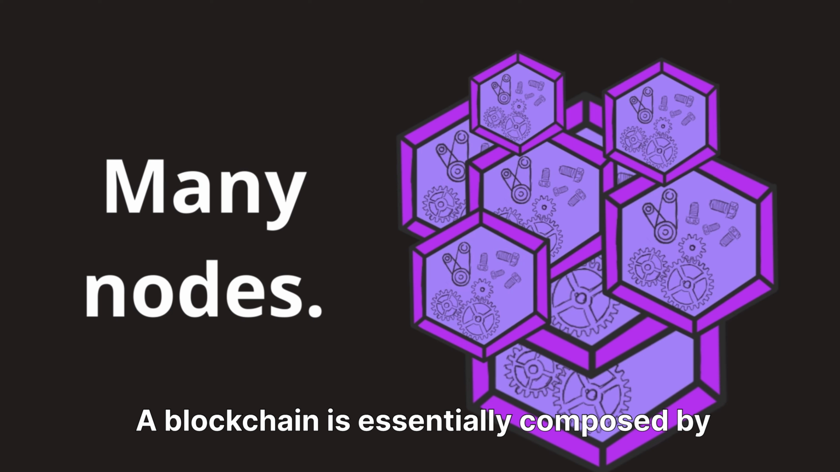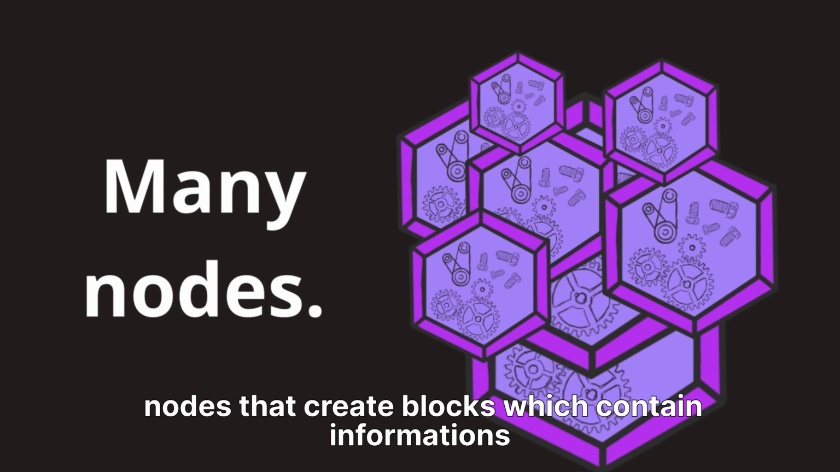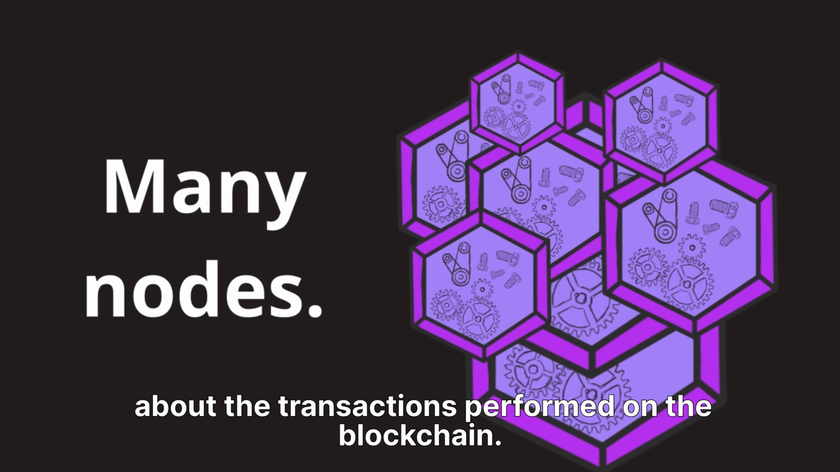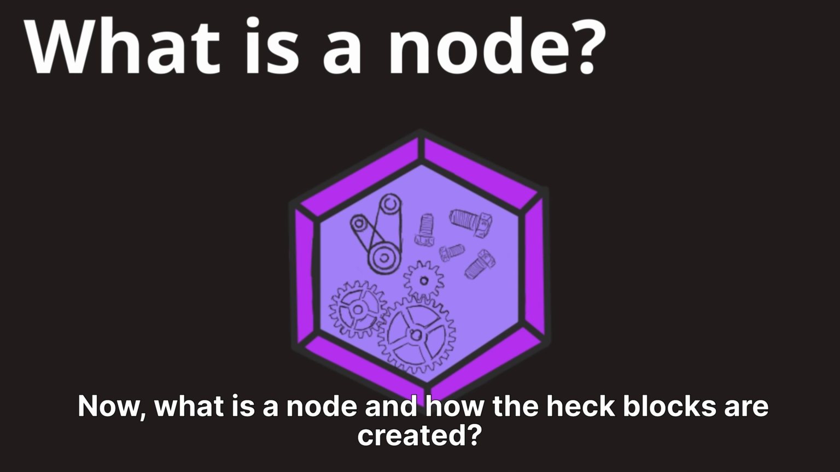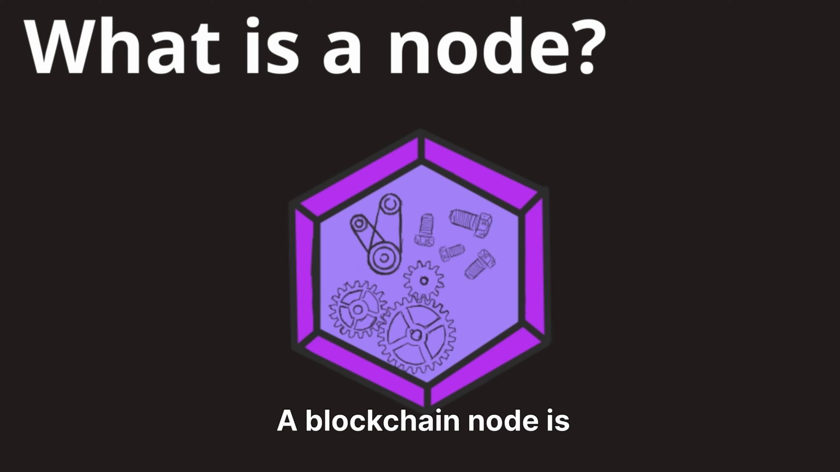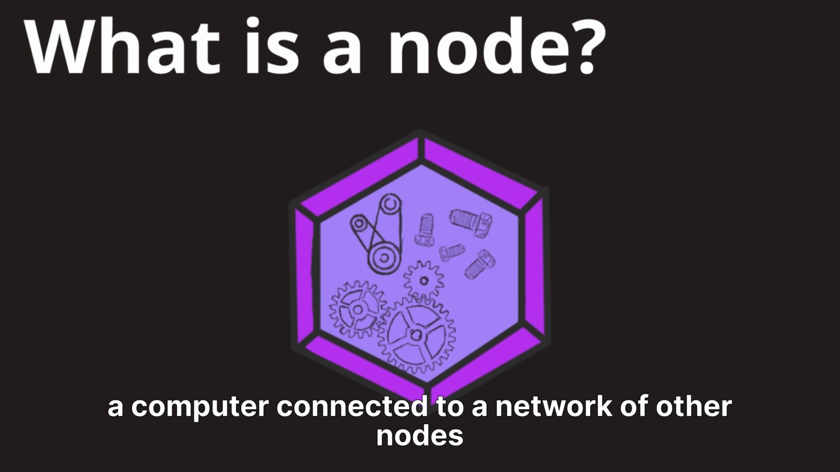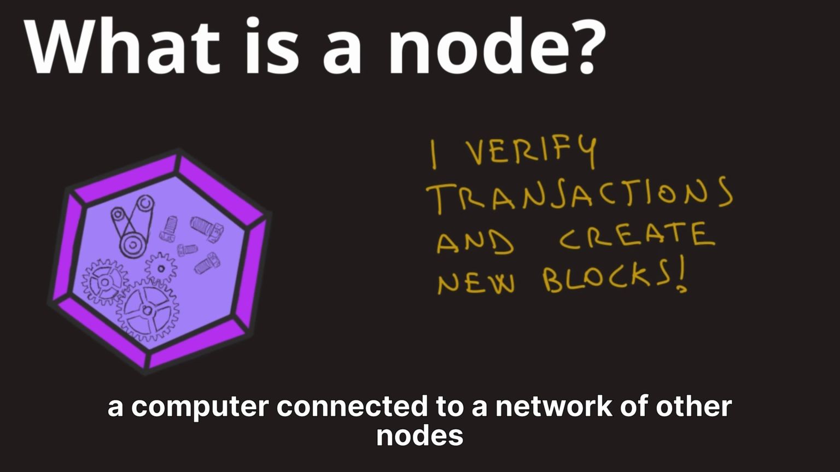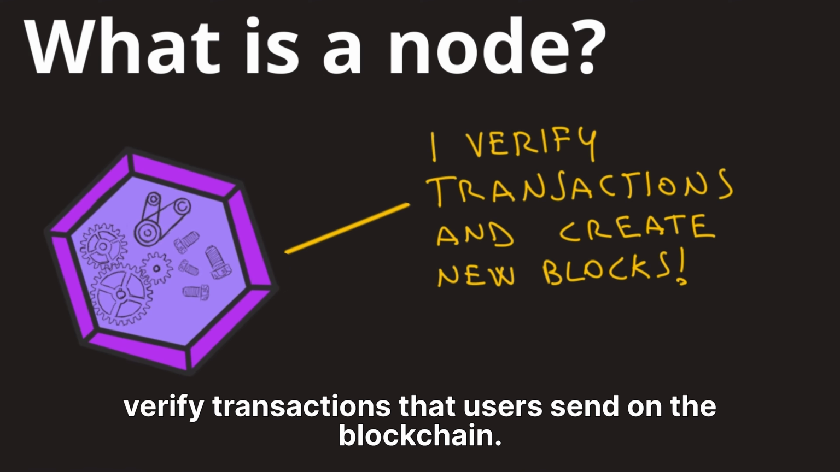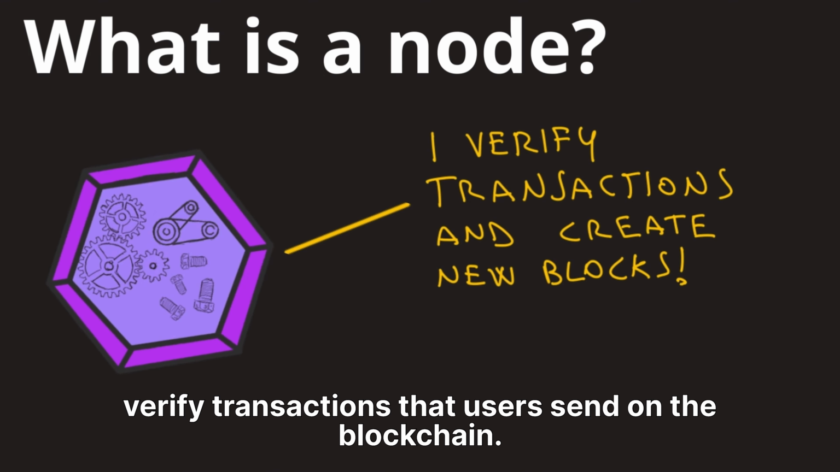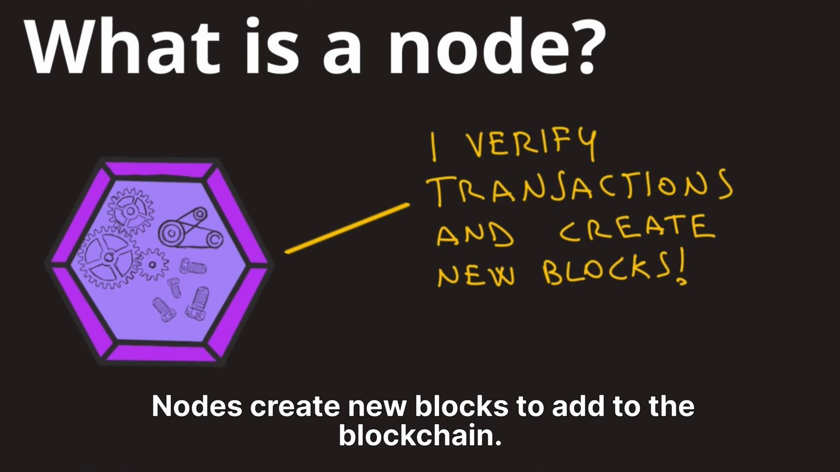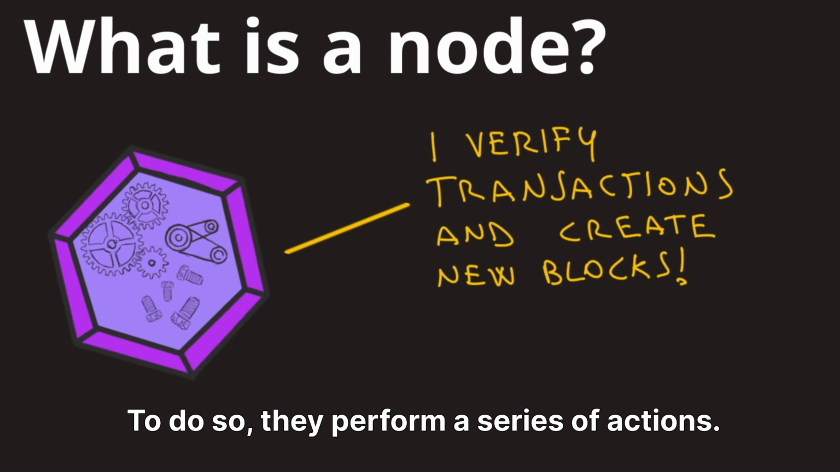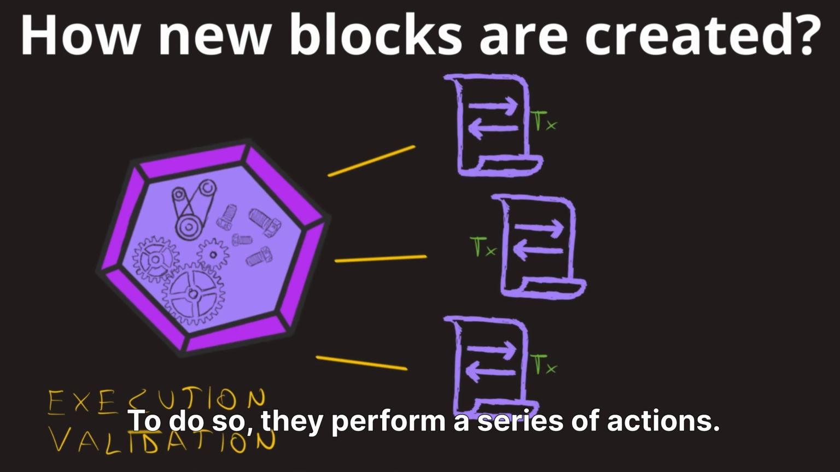A blockchain is essentially composed of nodes that create blocks which contain information about the transactions performed on the blockchain. Now, what is a node and how the heck are blocks created? A blockchain node is a computer connected to a network of other nodes, whose role is to verify transactions that users send on the blockchain. Nodes create new blocks to add to the blockchain. To do so, they perform a series of actions.